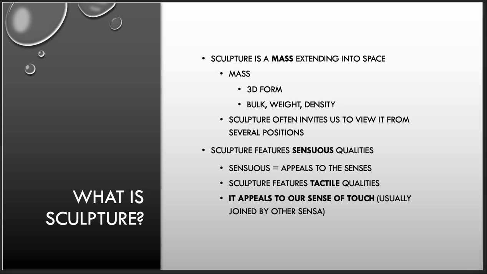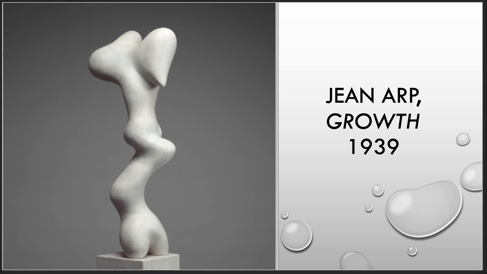So we can look at this example from Jean Arp. This is called Growth, 1939. And this is what we would call abstract sculpture. We're going to talk more about this concept of abstract work, but to give you a little bit of an introduction, an abstract painting can only represent something that's dense or has density, but a sculpture can actually present density. We can actually see it, we can actually feel it.